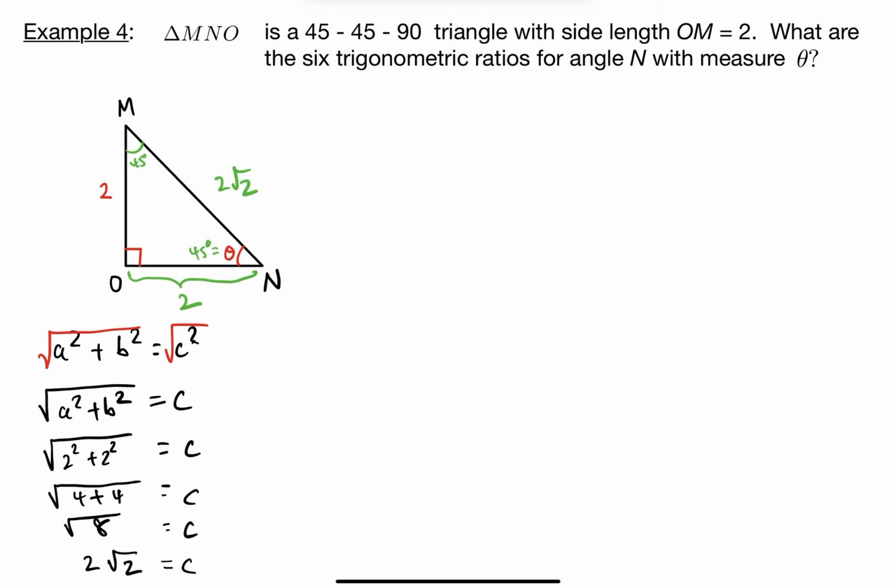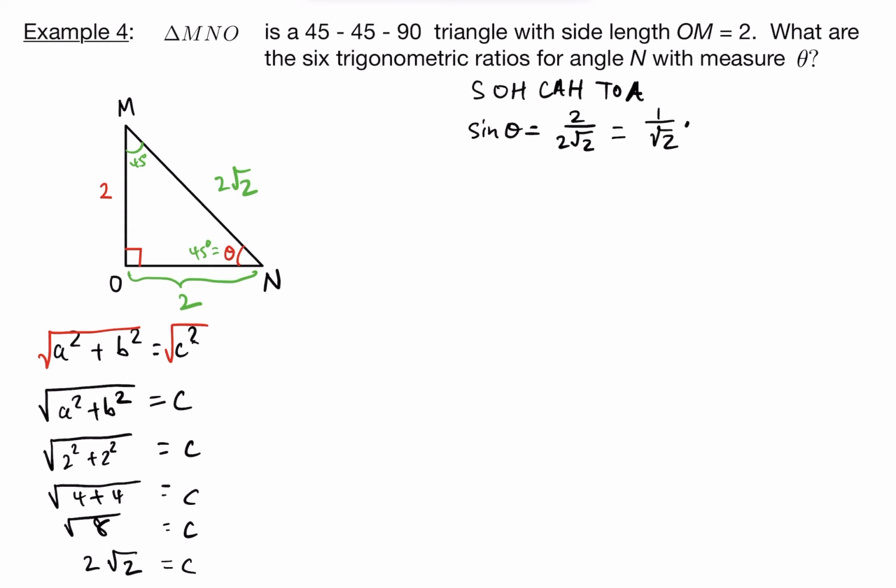Now let's go ahead and establish all 6 trigonometric ratios. Here's our SOHCAHTOA. We start with sine. Sine of theta, this is our theta, is going to be the opposite over the hypotenuse. That's 2 over 2 square root of 2, which simplifies to 1 over square root of 2. We have to simplify this, so we multiply by square root of 2 over square root of 2, which becomes square root of 2 over 2. So that's our sine of theta.